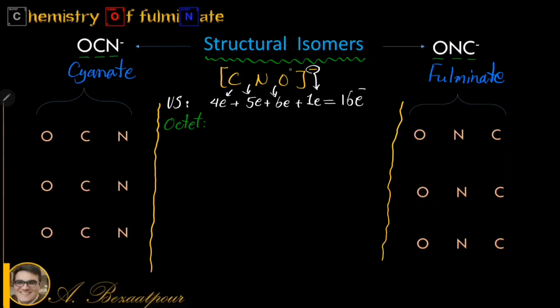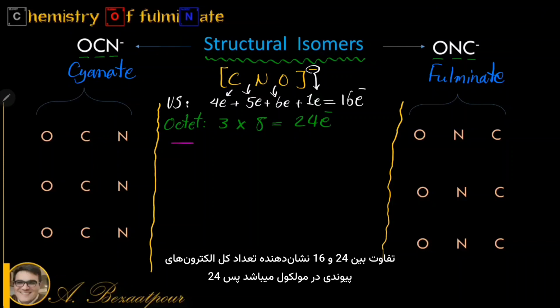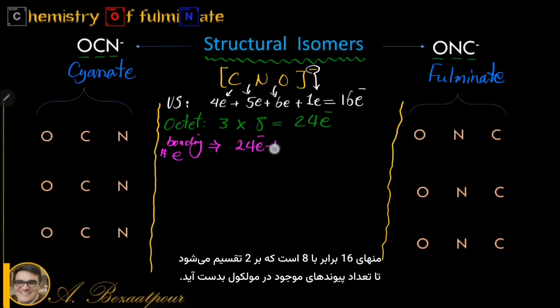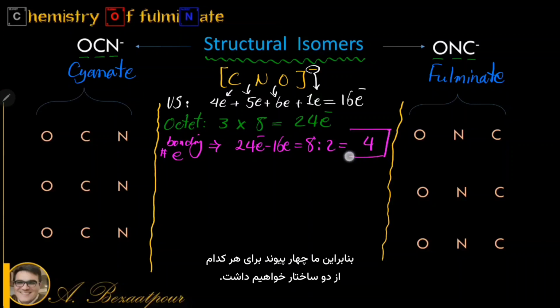On the other hand, in order to consider the octet structure, we must consider 8 electrons for each atom. So for 3 atoms in the molecule, we will have 3 multiplied by 8 equals 24. The difference between 24 and 16 indicates the total number of bonding electrons in the molecule. Then 24 minus 16 equals 8. That is divided by 2 to get the number of bonds in the molecule. So we will have 4 bonds for both structures.